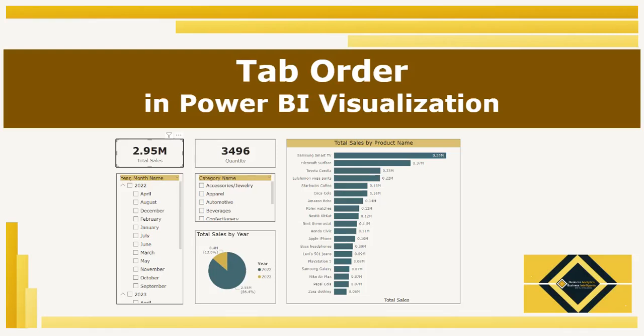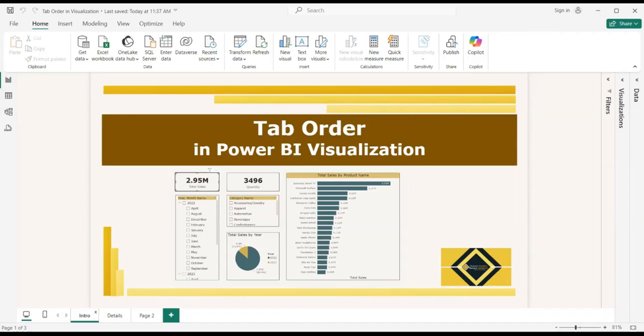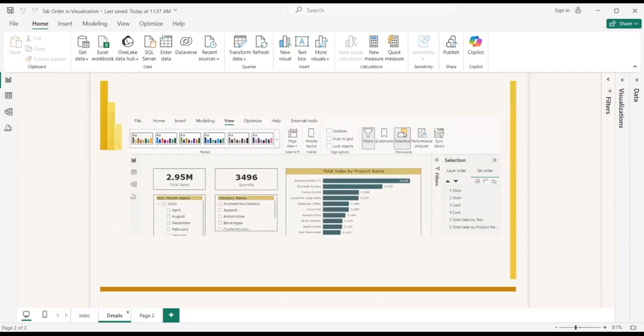This video is regarding tab order in Power BI visualization. Of course, we know tab order means it is a user-friendly keyboard function. In the keyboard, if you check, there is a key called tab. So if you want to move the controls in the page, you can use the tab, but the tab should be in correct order. So how will you get the order correctly?